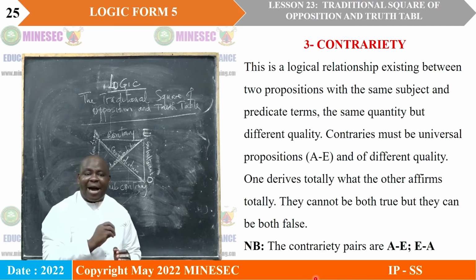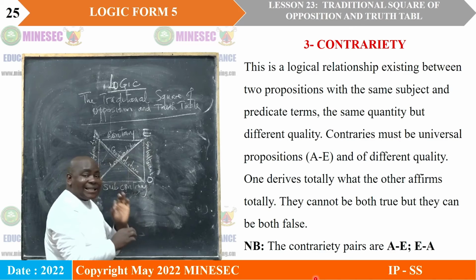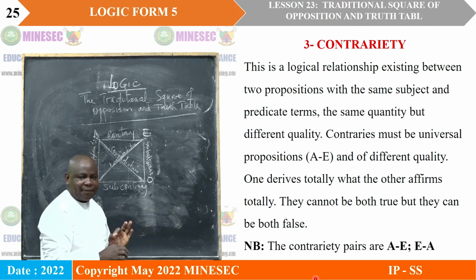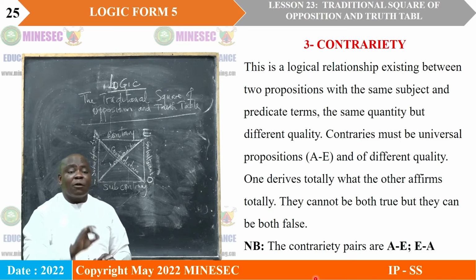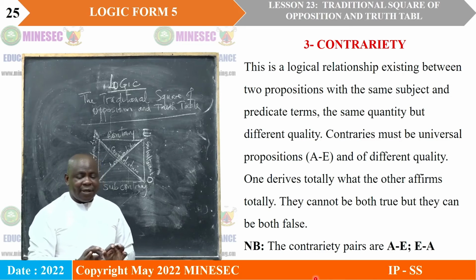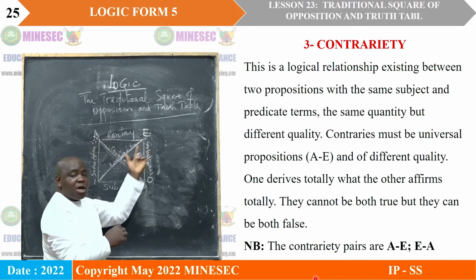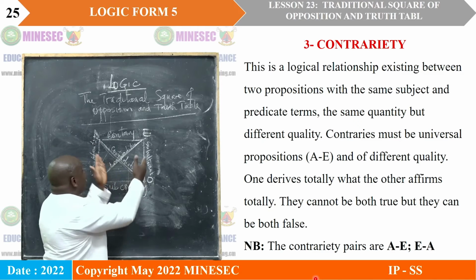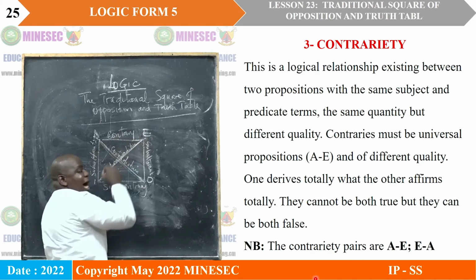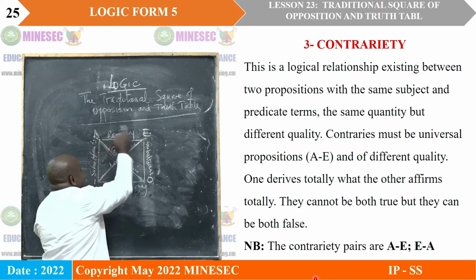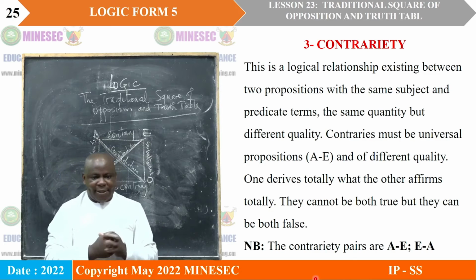Now, in contrariety, one affirms totally what the other denies totally. Therefore, they cannot both be true, but they can both be false at the same time. One affirms wholly what the other denies wholly. So, we look at the contrariety pairs on our diagram on the board. We see that A and E are contraries. That's A, E, as well as E and A are contrariety pairs.